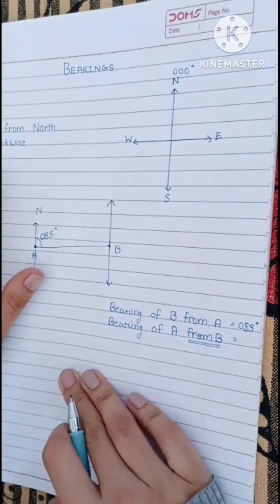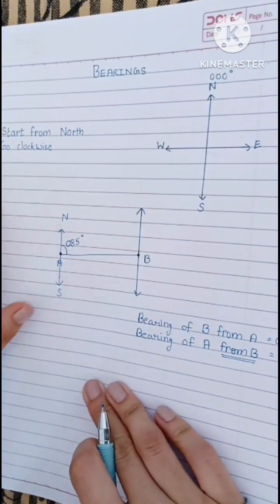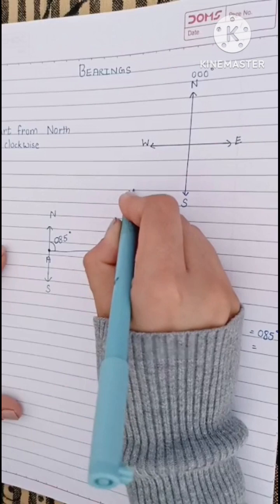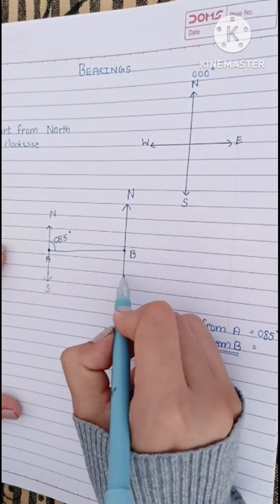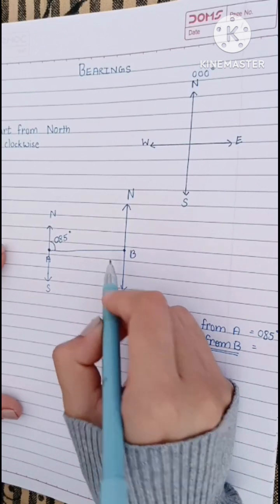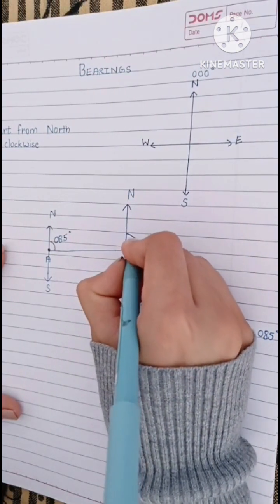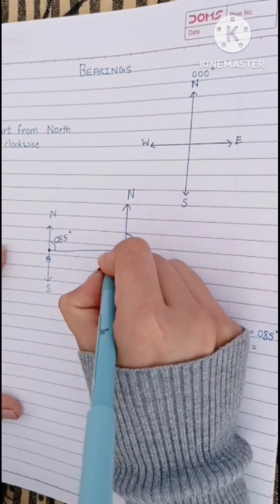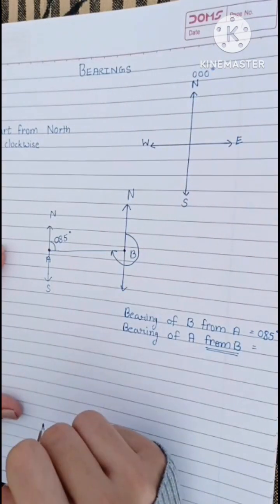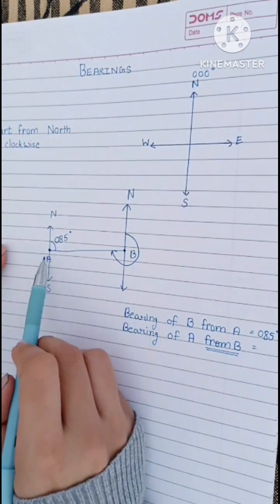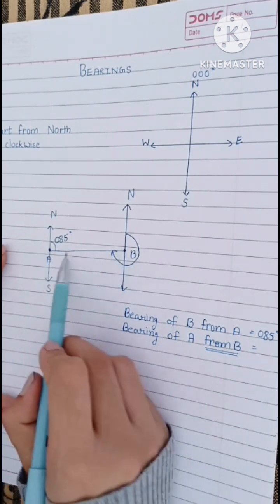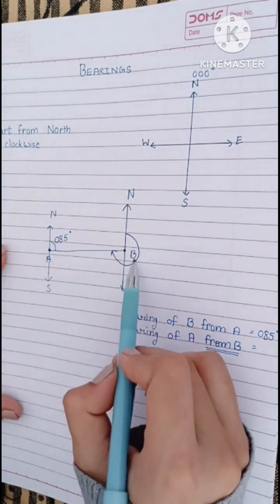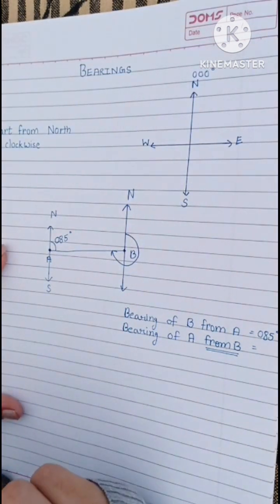Now start from north and go clockwise. So that's my north. I'm going to start from this point and I want to move clockwise. So basically I want to find this angle, right? That's my starting point, and the line connecting the starting and the end point is this. So I want to find the angle here.